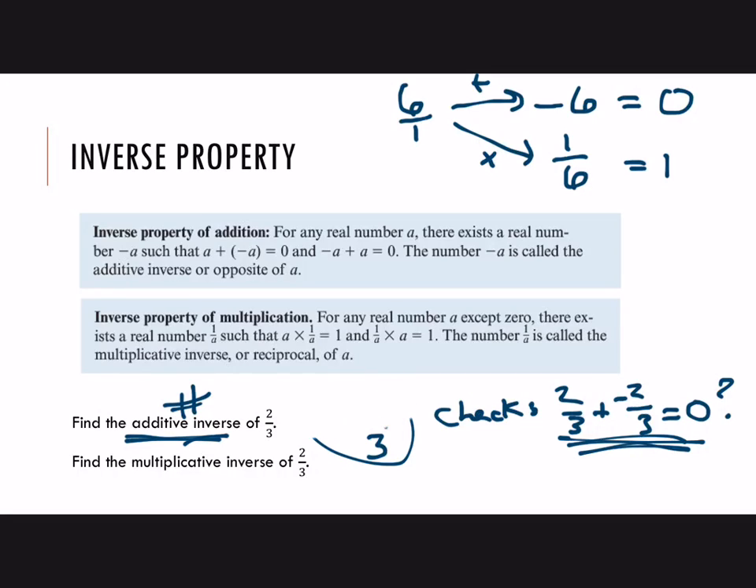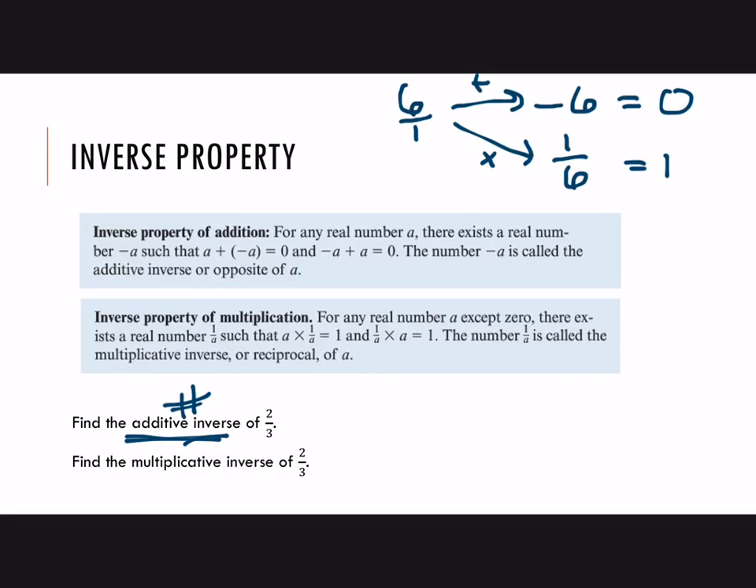All right, how about the multiplicative inverse of 2/3? Again, you're being asked for a number here as an answer. So they're asking, what number do we multiply by 2/3 to get 1? And the answer is the reciprocal, and you just switch the numerator and denominator to get the reciprocal.